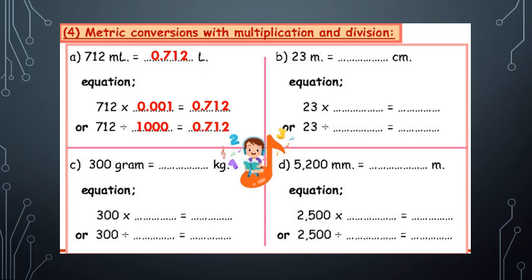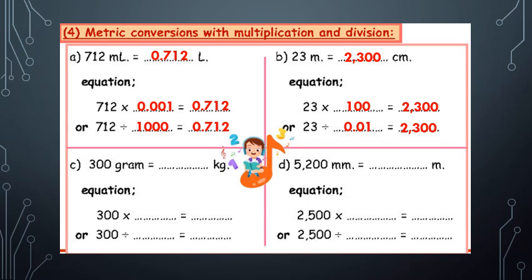From meter to centimeter. From the bigger unit down to the small unit centimeter, we multiply by 100. 23 multiplied by 100 is equal to 23 divided by 1/100. 23 by 100 is 2300. It is equal to 23 divided by 1/100, which is also 2300. So 23 meters equals 2300 centimeters.